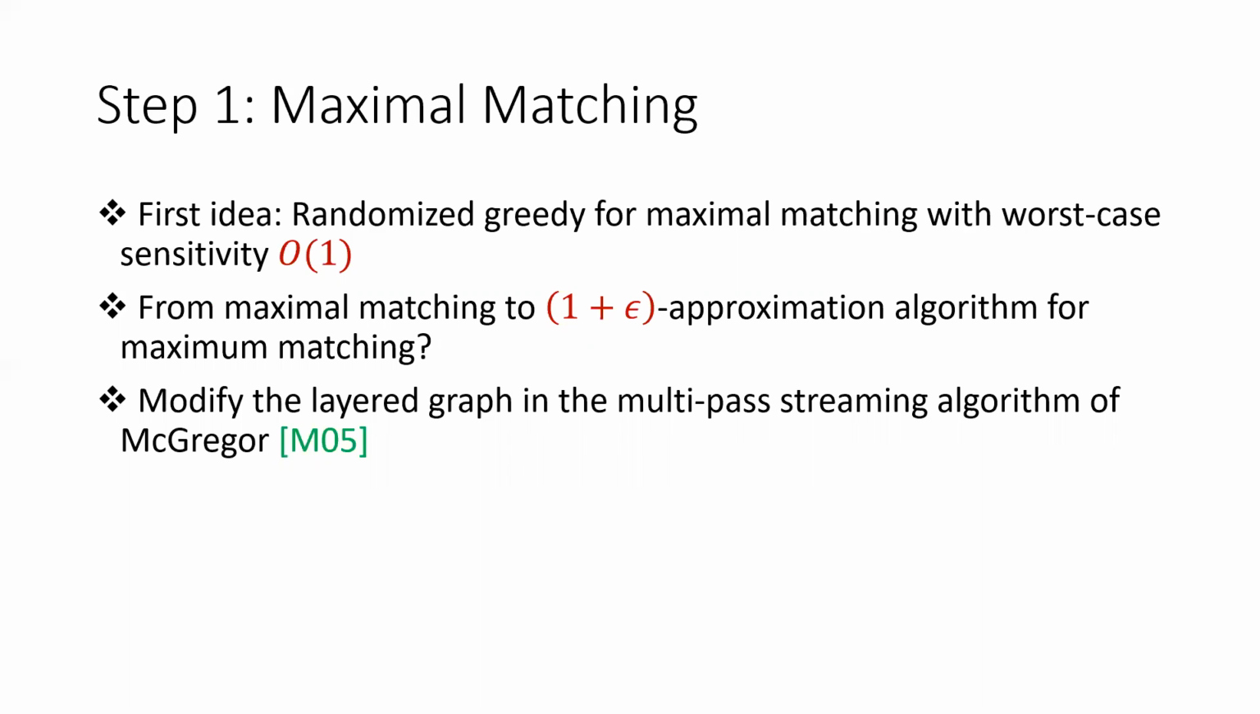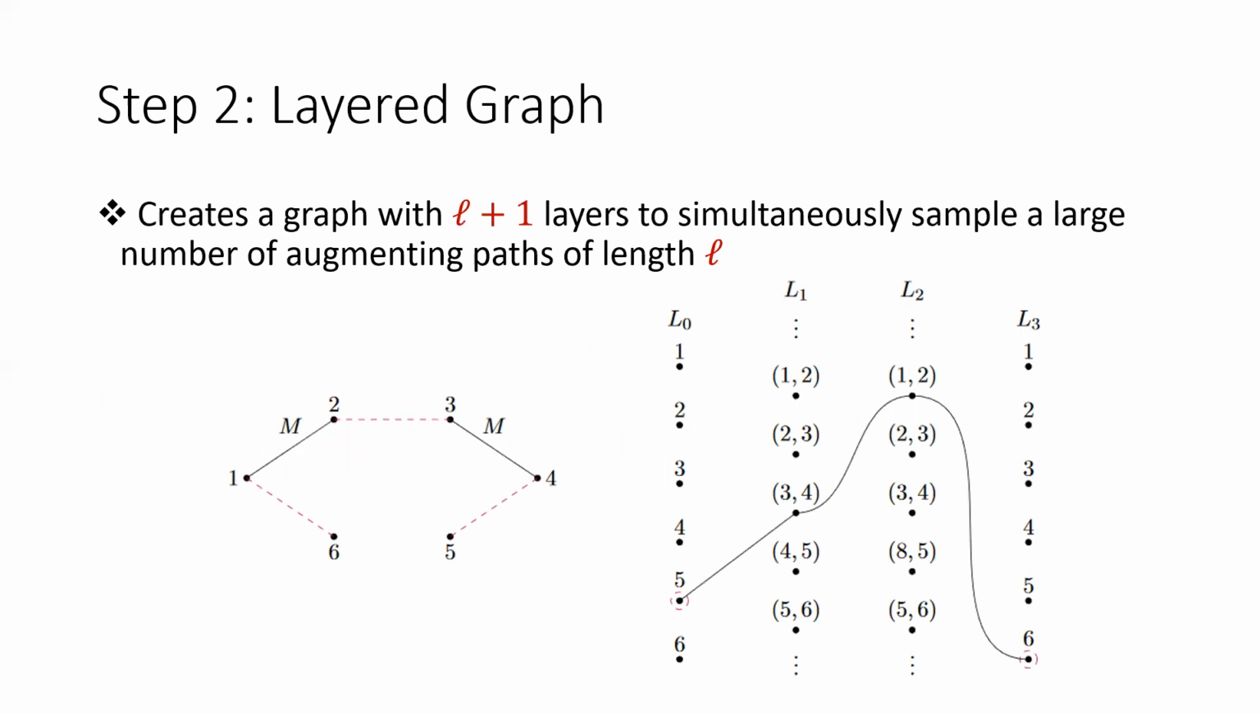One possible approach that also extends from a maximal matching to a maximum matching approximation algorithm is the multi-pass streaming algorithm of McGregor. The streaming algorithm of McGregor uses a layered graph that creates a graph with L plus 1 layers that simultaneously samples a large number of augmenting paths of length L. For example, consider the left graph that has a maximal matching M with 2 edges and an augmenting path of length 3.